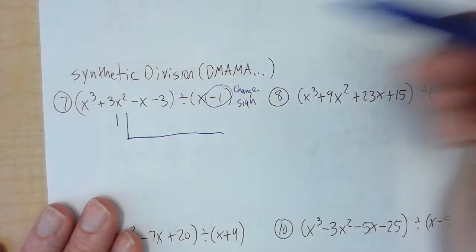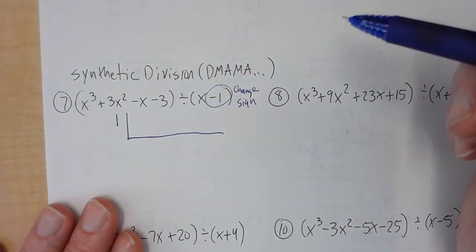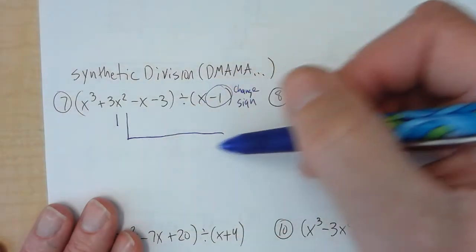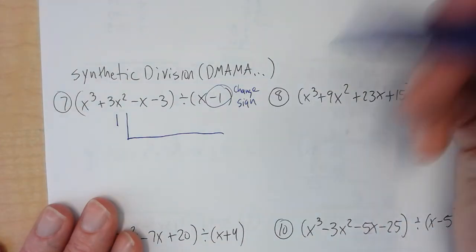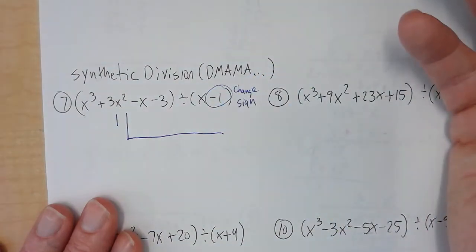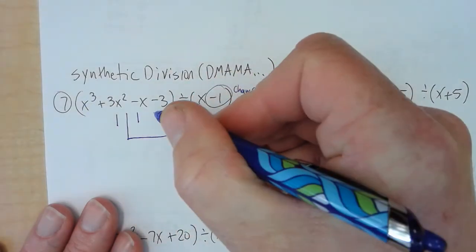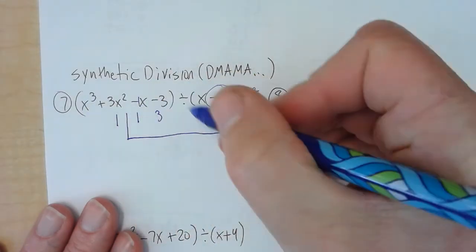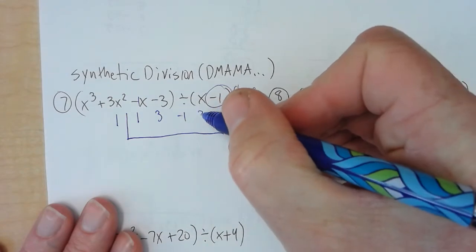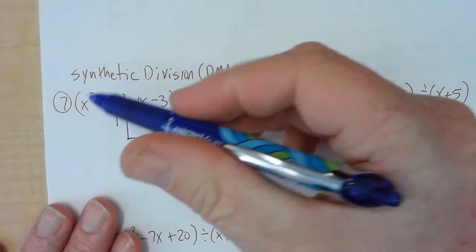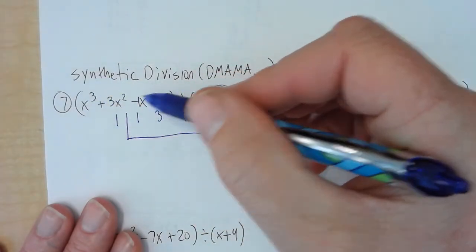So that seems kind of weird. And what that does for us, instead of subtracting every time with the red pen, I get to add every time. By changing this sign, I get to add every time instead of subtracting. Now I strip away the coefficients. 1, 3, that would be negative 1, and 3, negative 3. So it's 1, 3, negative 1, negative 3.